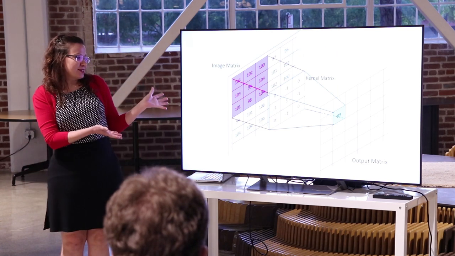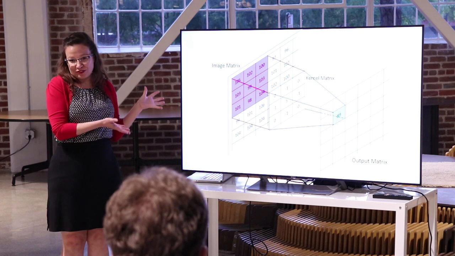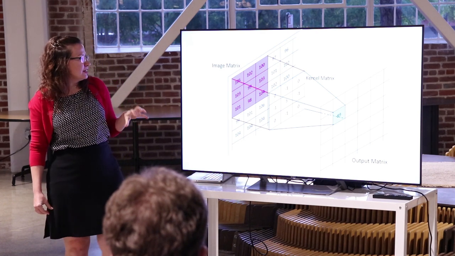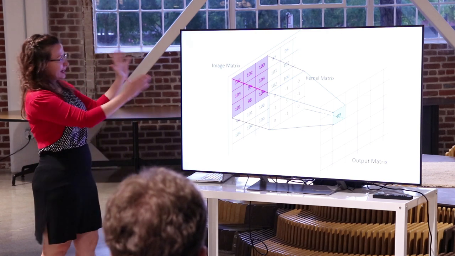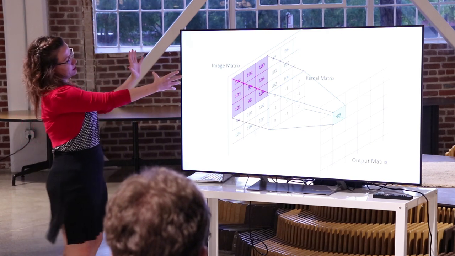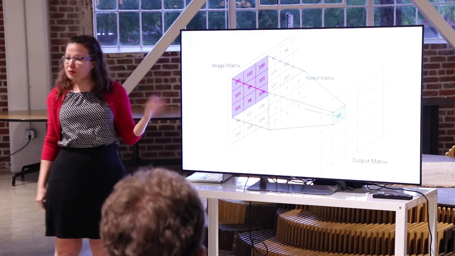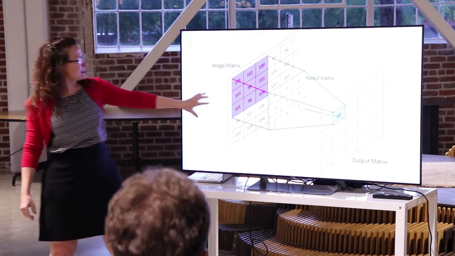This right here is the heart of what makes a convolution, what makes a convolutional neural network. Essentially, you can think of it like shining a flashlight on the image and looking at sections at a time to make some sort of summary of what you see in this section.